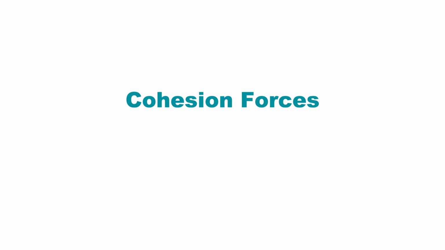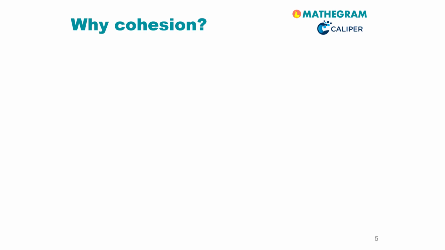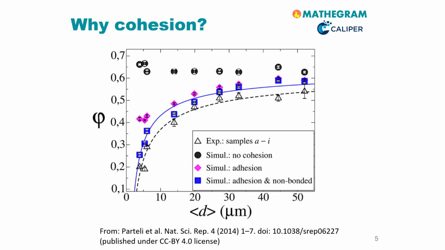In order to motivate what we're going to look at next, let us look into why we are so much interested in cohesion. Cohesive forces are forces between particles, and they have a dramatic effect on the packing of particles. What you see here on this axis is the particle volume fraction, so how densely the particles pack. Here on this axis you see the average diameter of the particles, ranging from a couple of micrometers to approximately 50 micrometers. This is data that has been published by Patelli et al. a couple of years ago.